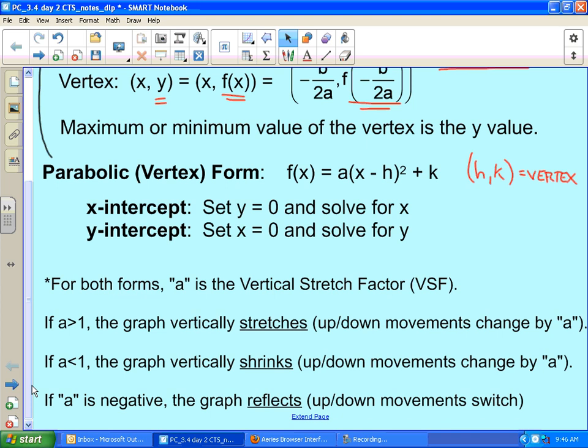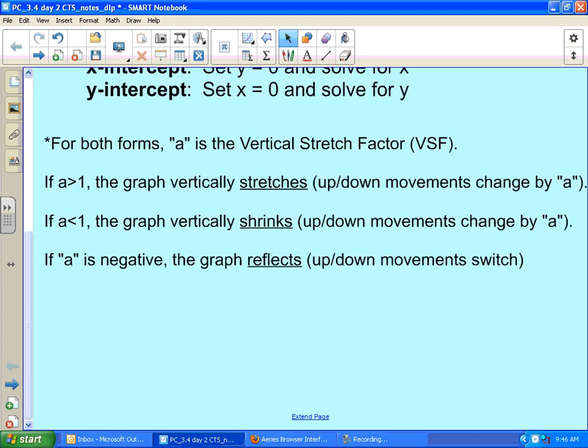Again, a little info about what happens with that a. The a is the stretch factor. It vertically stretches my graph or shrinks my graph. If my a is bigger than 1, I stretch. Less than 1, I shrink. So my graph gets narrow if I stretch, and it gets wide if I shrink.